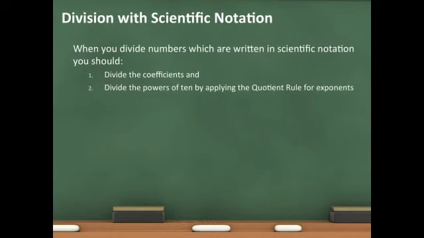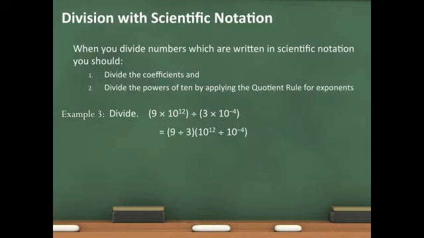When you divide numbers written in scientific notation, you should divide the coefficients and then divide the powers of 10 by applying the quotient rule of exponents. In example 3, 9 times 10 to the 12th power divided by 3 times 10 to the negative 4th power can be rewritten so that the coefficients are divided, 9 divided by 3, and so that the powers of 10 are divided, 10 to the 12th power divided by 10 to the negative 4th.